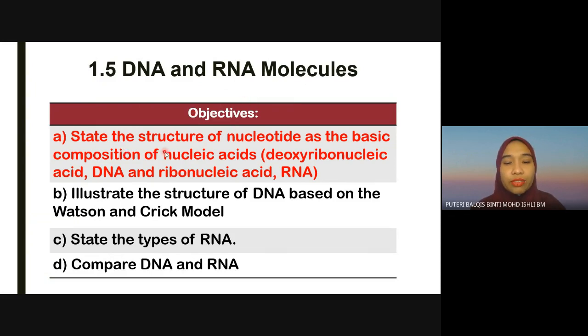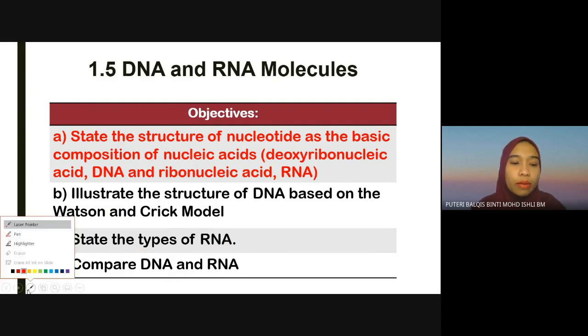Okay, state the structure of a nucleotide as the basic composition of nucleic acid, deoxyribonucleic acid, DNA, and ribonucleic acid, RNA. Okay, illustrate the structure of DNA based on the Watson and Crick model. State the types of RNA, compare DNA and RNA.